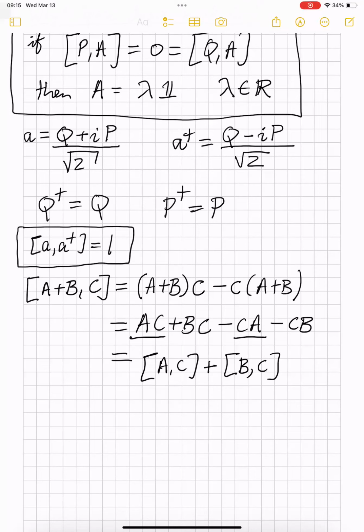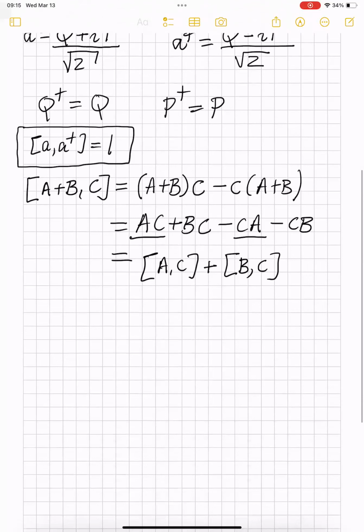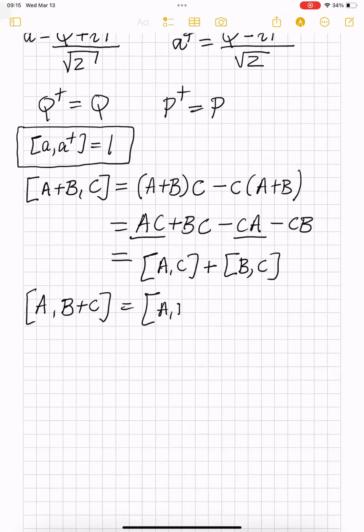There's another very similar identity, which is that if I took A commutator with B plus C, this is equal to the commutator of A with B plus the commutator of A with C. And you can prove the second identity in exactly the same way that we proved our first identity.